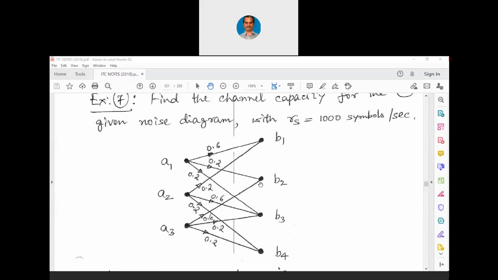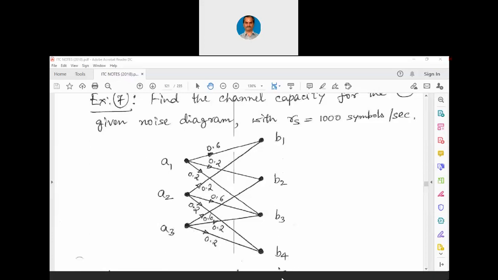B1 slash A1 is given, B2 slash A1 is given, B3 slash A1 is given, B4 slash A1 is not given. Again, B1 slash A2 is there, B2 slash A2 is not there, that is 0. B3 slash A2 is there, B4 slash A2 is there. Now, B3 slash A1 is there, B3 slash A2 is there, B3 A3 is there. And again, B4, again only 2 are there.